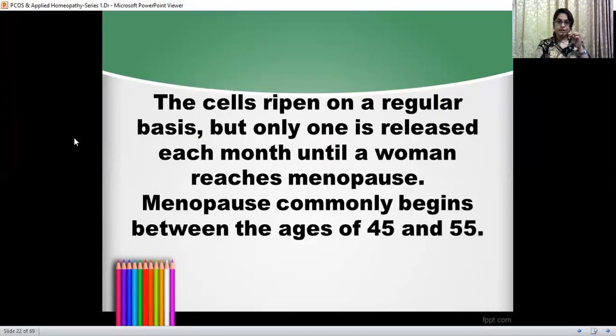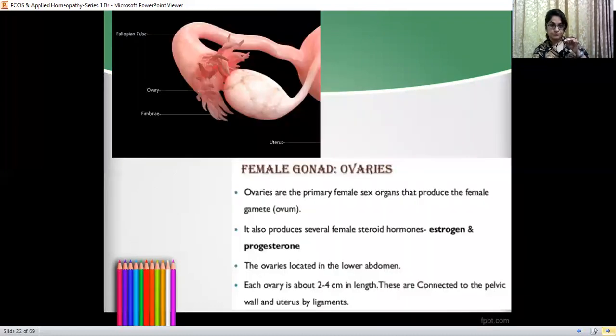The cells ripen on a regular basis, but only one is released each month until a woman reaches menopause. Menopause commonly begins between the age of 45 and 55. Not both ovaries are activated in the same month. If in this month the right ovary is activated and gives the ovulation, the left ovary is passive. And next month, the left ovary will be activated and do ovulation, and the right ovary will be silent. So alternate months the ovary gets activated.